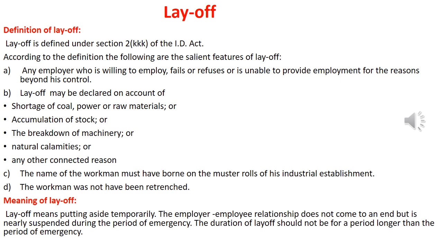Let us look at the simple meaning. Layoff means putting aside temporarily. The employer-employee relationship does not come to an end but is just suspended during the period of emergency. And the duration of layoff should not be longer than the period of emergency.